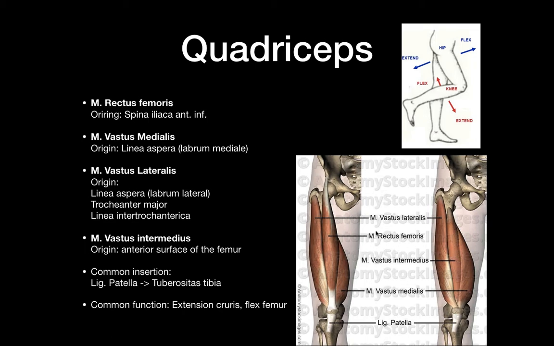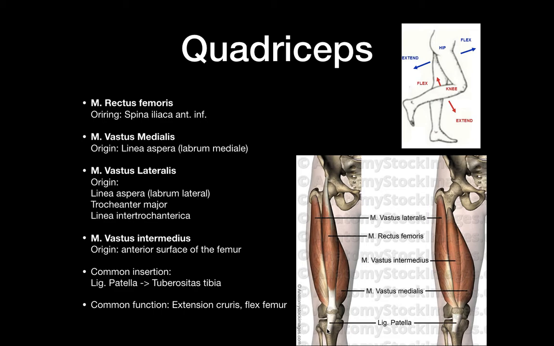The insertion point of these muscles is the ligamentum patellae, as you see here. The ligamentum patellae is then going to insert at the tuberositas tibiae.